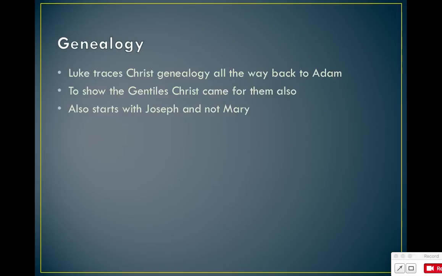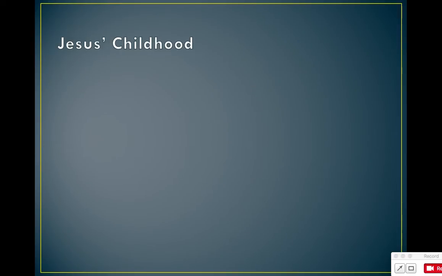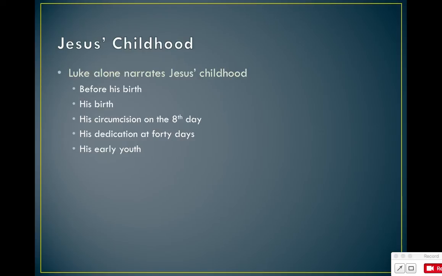And he starts with Joseph and not Mary. Matthew goes to Mary. Luke goes to Joseph. So there's a little bit of difference there in the genealogies between Luke and Matthew. Luke also gives us a little bit of a narrative about his childhood. And Luke's birth account is different than Matthew's birth account. Luke focuses in on the shepherds.